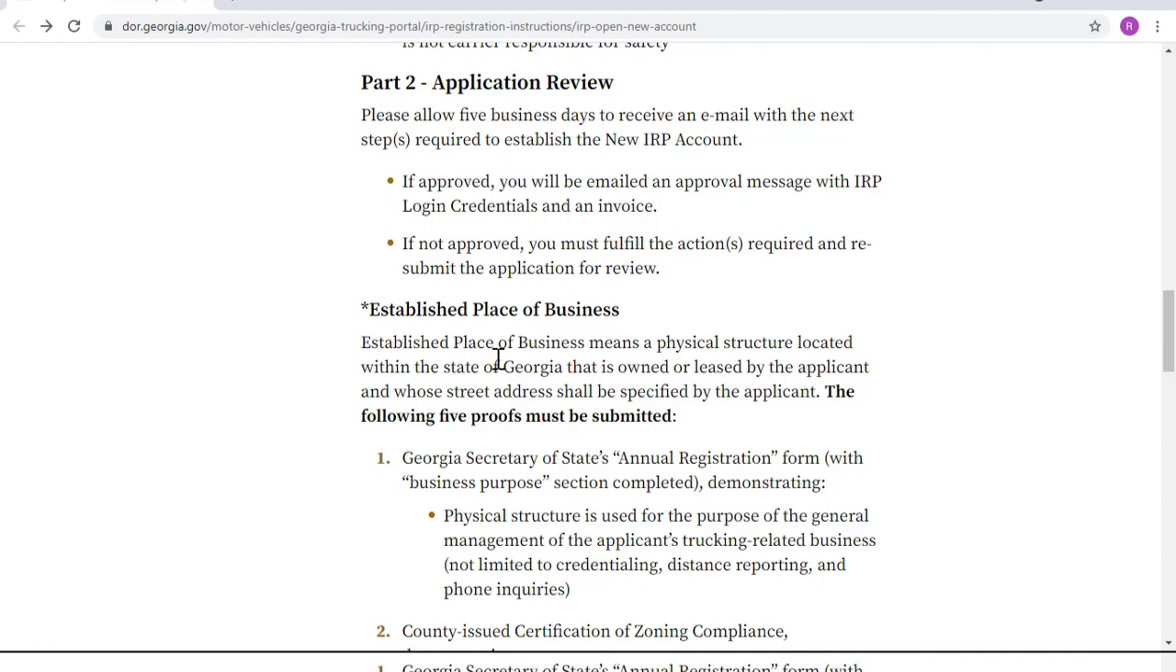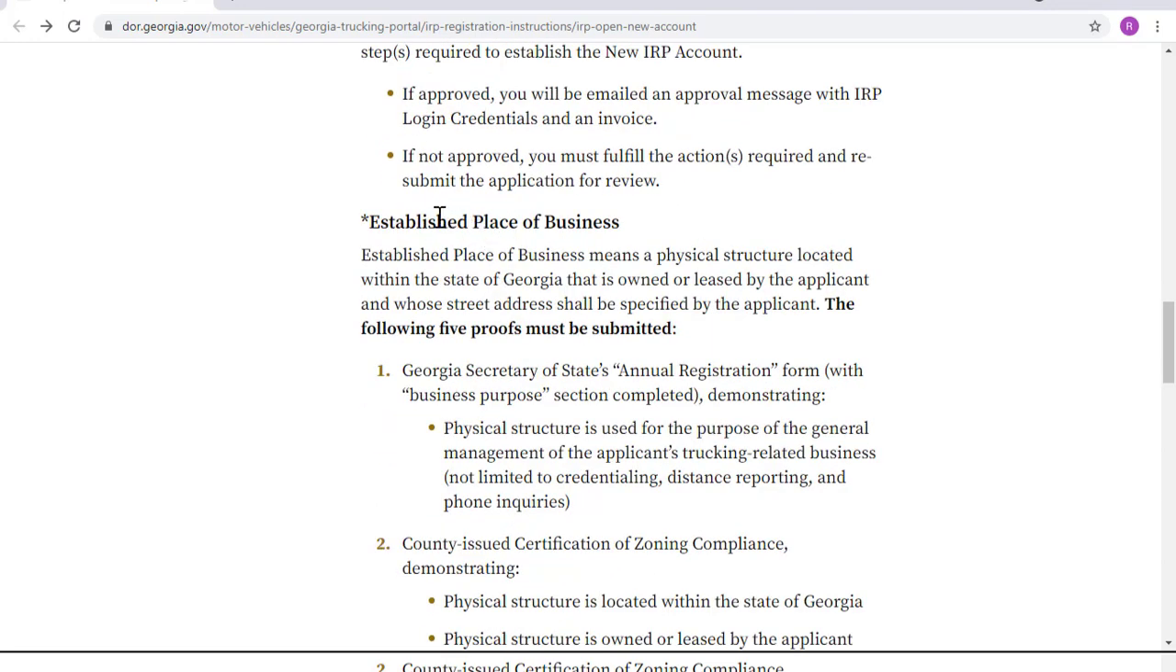Okay. So again, if you're trying to establish place of business, remember I told you earlier in the presentation that you need a physical structure. And that physical structure has to be located in the state of Georgia. Right? You can't have a physical location in a different state, because otherwise you wouldn't be able to establish that place of business, okay? And that's if you're trying to qualify under the established place of business. Remember, if it's not the established place of business, you're going to qualify as a Georgia resident, okay?